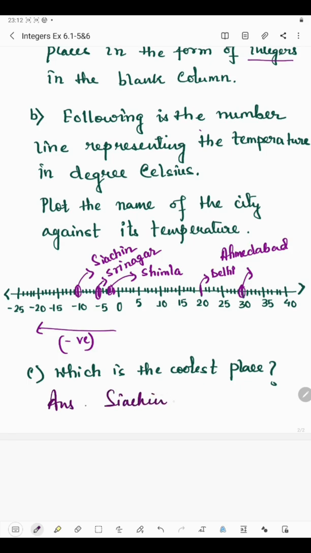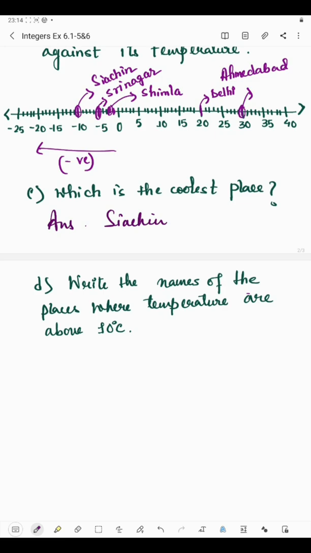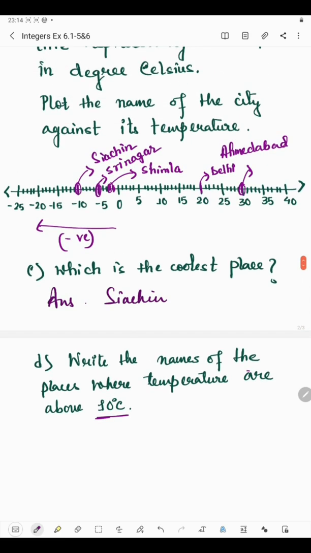Now coming to the last part. In the D part we have to write the names of the places where temperature is above 10 degrees Celsius. Above 10 degrees Celsius means greater than 10 degrees. Now if you see the number line, greater than 10, which places are there? See, here is 10 on the number line.